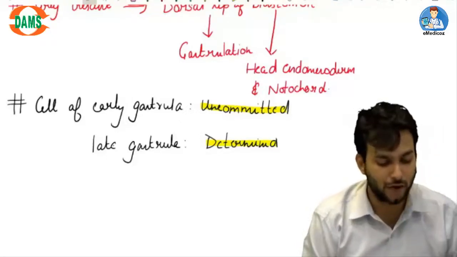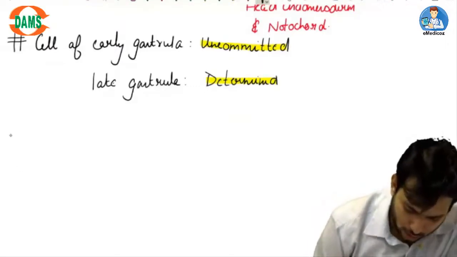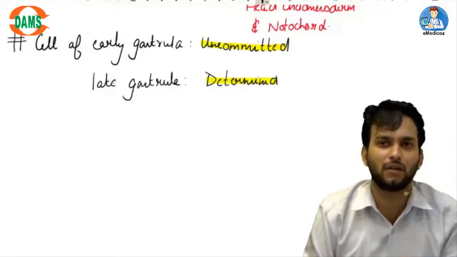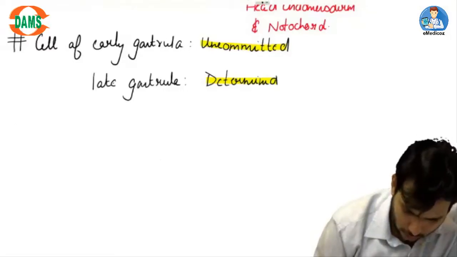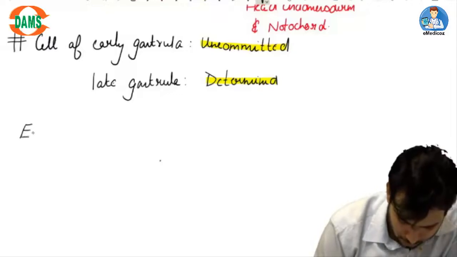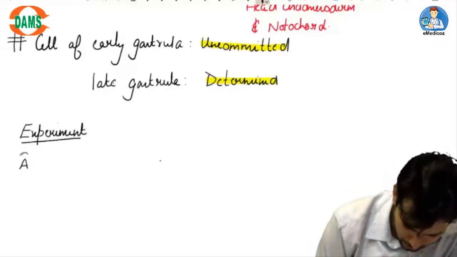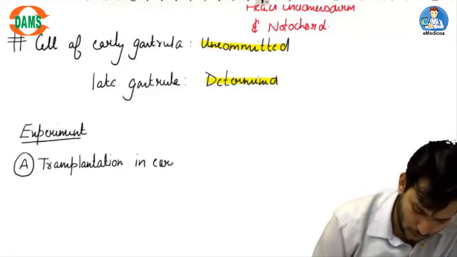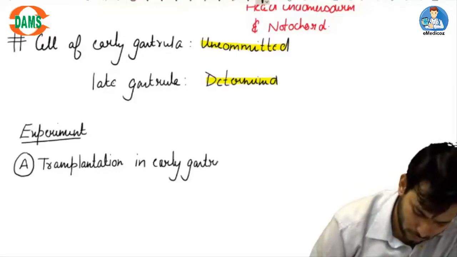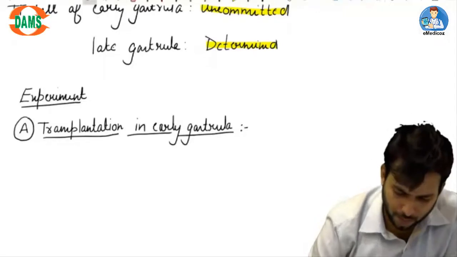What would be an example of that? First, I am going to tell you with the experiment, then I'm going to show you a table. In an experiment, we have to take an experiment on both stages, the early gastrula as well as the late gastrula. Experiment A: transplantation in early gastrula. What type of transplantation is it?